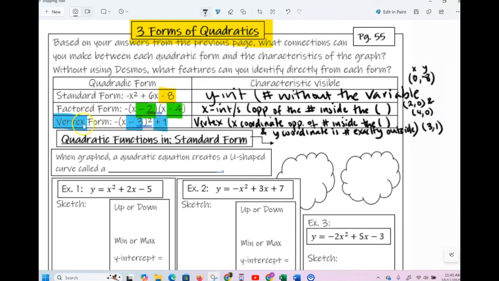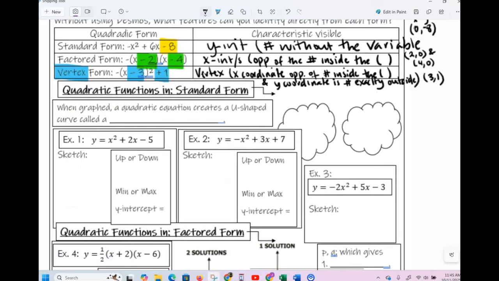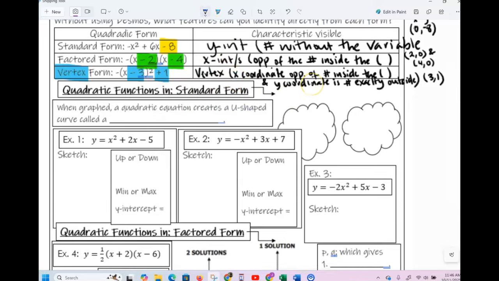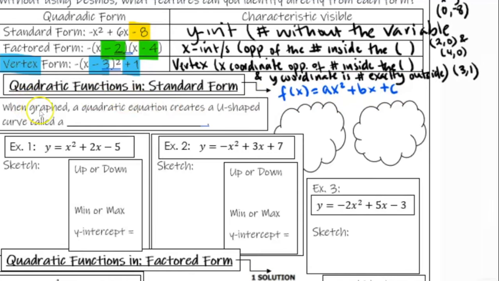So let's take a look at these individual forms in detail. So we have the standard form. This is what standard form looks like. Standard form is some function, or you can say y equals, and you can see it has something x squared, something x, and then a number. So to write that in general, it's going to be ax squared plus bx plus c. And all that says is some number with x squared, some other number with x, and then some number without anything. All right, so when you graph that, a quadratic equation creates either a U shape, I'm even going to say a U or N shape curve called a parabola.